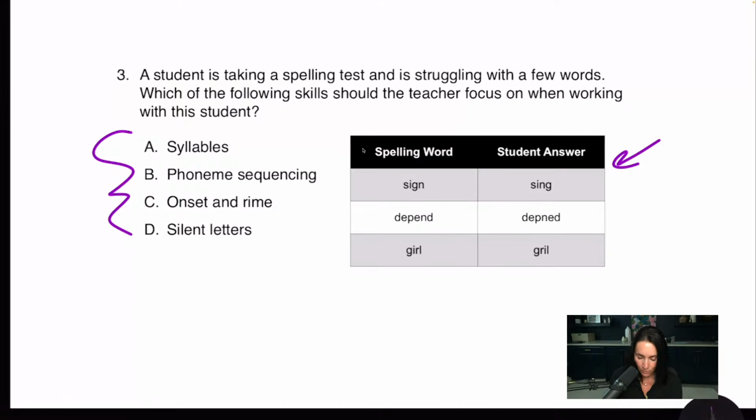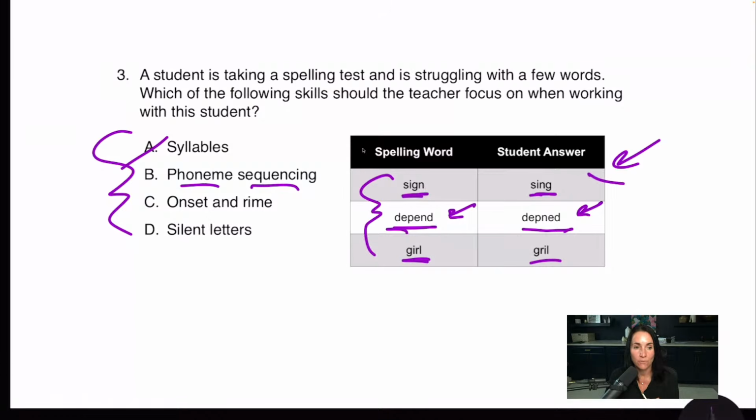So we have the spelling word is sign, and they wrote it sing. The spelling word is depend, and they wrote it depned. And the spelling word is girl, and they wrote it grill. Okay, so we have a problem here. Well, what's going on? We know it's not syllables. There's 2 syllables in this word here, but the rest of them only have 1 syllable. So I can probably cross out syllables. Phoneme sequencing. Well, is the sequence out of sync? Yeah, these are all the right way to do it. And these are all done out of order. So phoneme sequencing looks like it's my best one here.